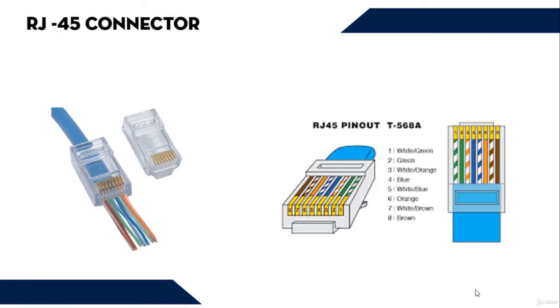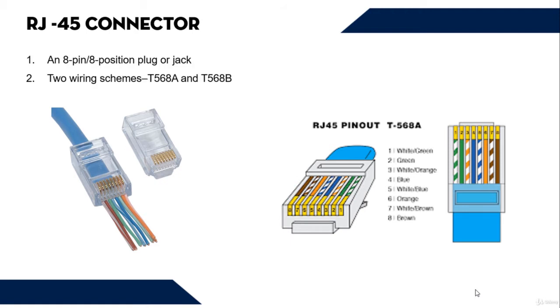Now let's talk about the RJ45 connector, registered jack. RJ is a standard physical network interface for connecting telecommunications or data equipment. There are two wiring standards for RJ45, T568A and T568B. Although there are 4 pairs of wires, Ethernet uses only 2 pairs, orange and green.